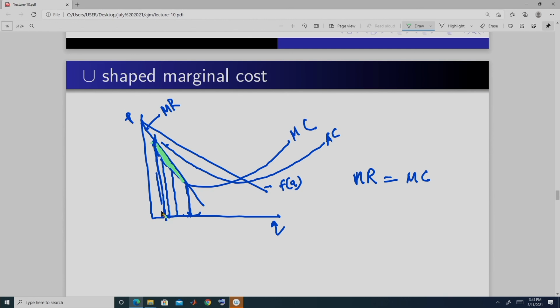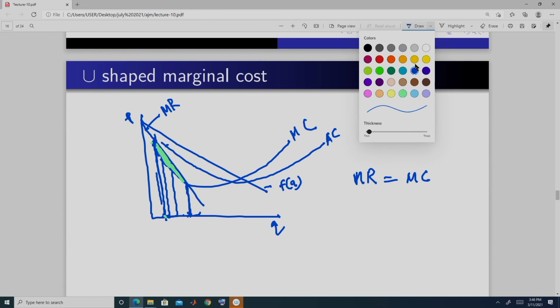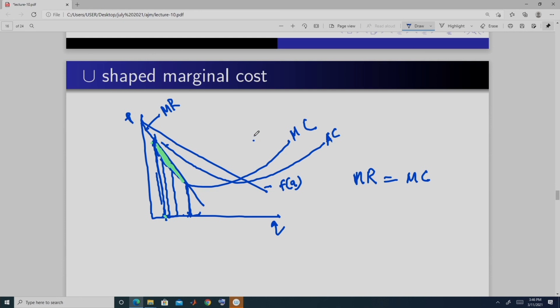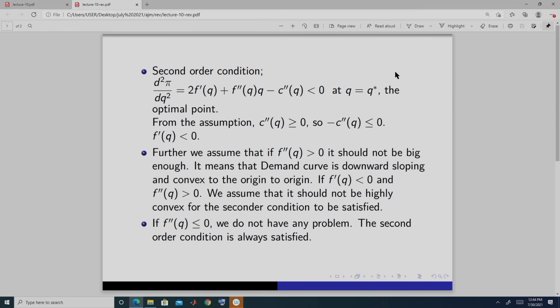Now, this gives rise to our second order condition, and the second order condition says that when the marginal cost curve intersects the marginal revenue curve, it should be upward sloping, or it should not have a negative slope. Here the slope is negative, right. So, the second order condition is given in this form, which we get by again taking the derivative of the first order condition.